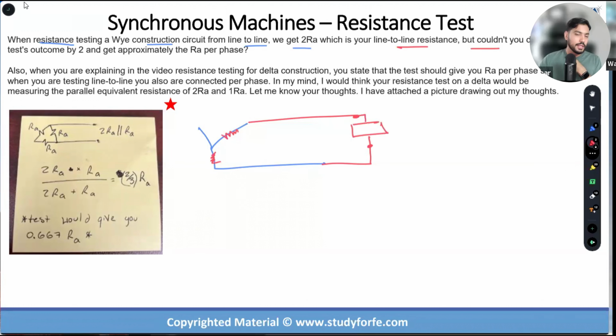But couldn't you divide the tester's outcome by 2 and get approximately the RA per phase? Okay. So let's look at that. And when you are doing this for delta, you are a little bit confused, you're considering these as parallel. So you're getting a parallel arrangement. Test would give you 0.667 RA. Okay. So the way that you're looking at it is that, I have these two terminals sticking out, RA is in between. So does it not become RA in parallel with the 2RA? Okay.